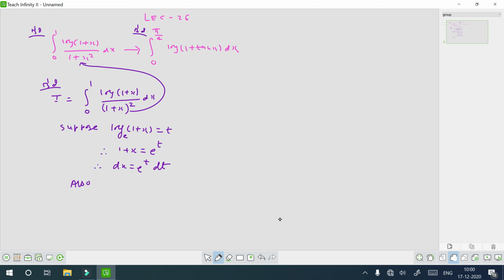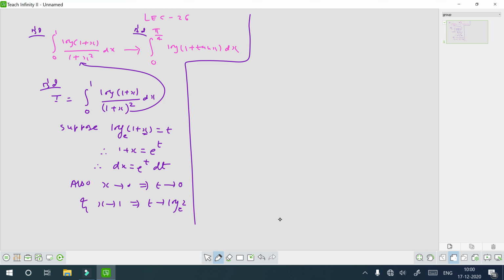We have to change the limit also. Whenever x tends to 0 implies t tends to 0. Why? X tends to 0, then log 1 tends to 0. And x tends to 1 implies t tends to log 2 base e. So what is I? I is equal to integral, instead of 0 to 1, now 0 to log 2 base e.